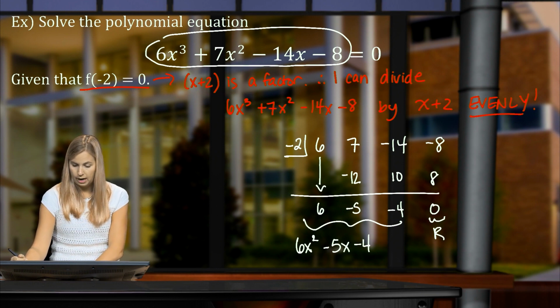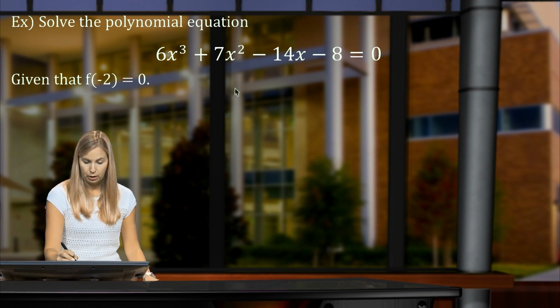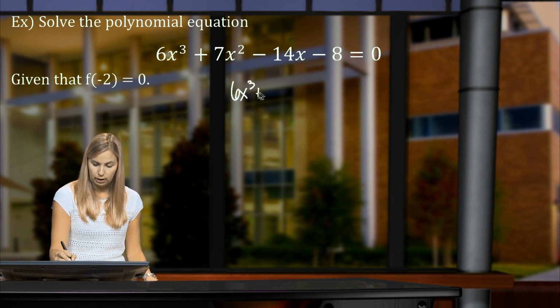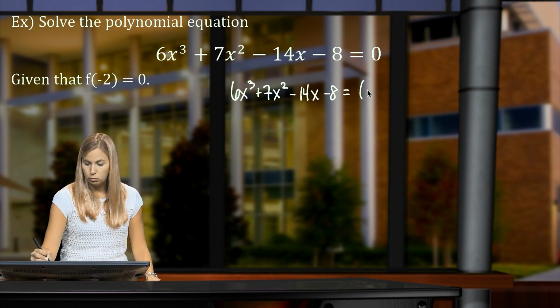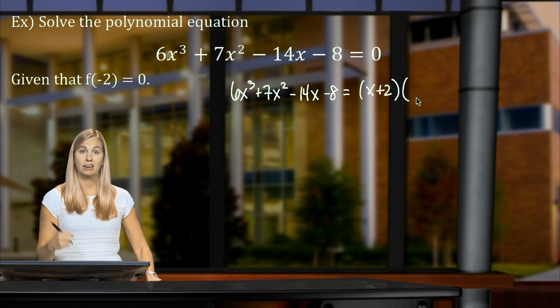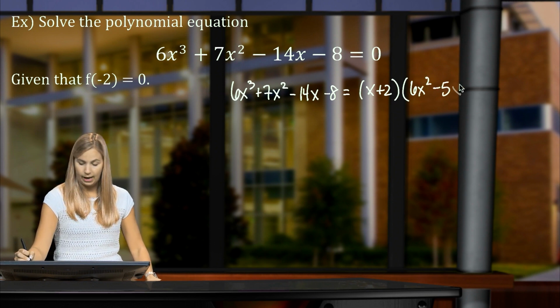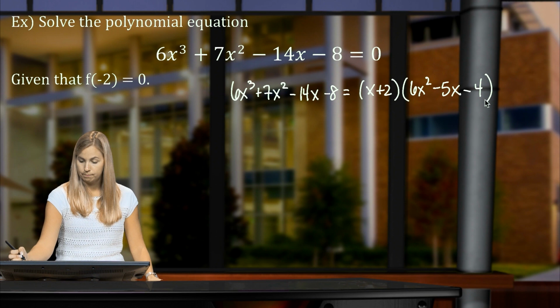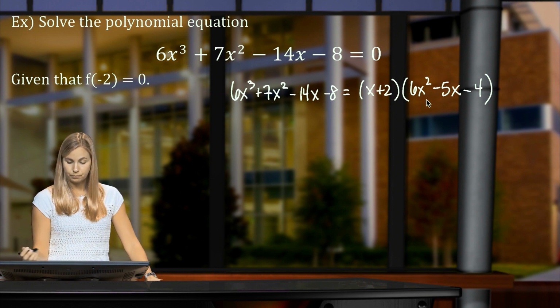So over here on the next page, I'm going to basically rewrite what we just had. We ended up with 6x cubed plus 7x squared minus 14x minus 8 was equal to x plus 2 times that other factor that we just found. That's 6x squared minus 5x minus 4. Again, when we took our main polynomial and divided it by x plus 2, that got us our other factor.